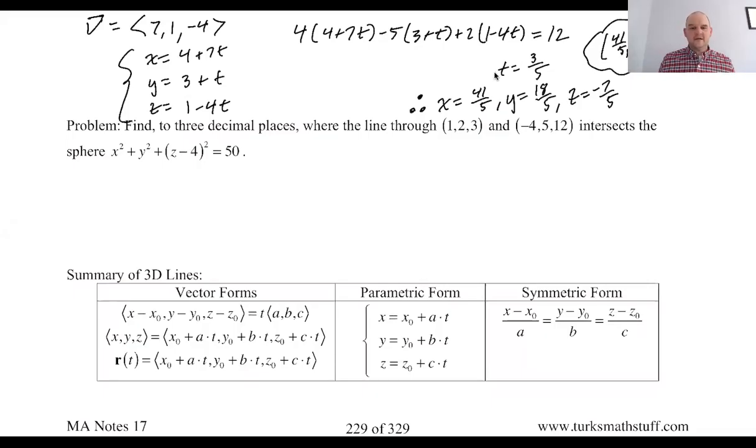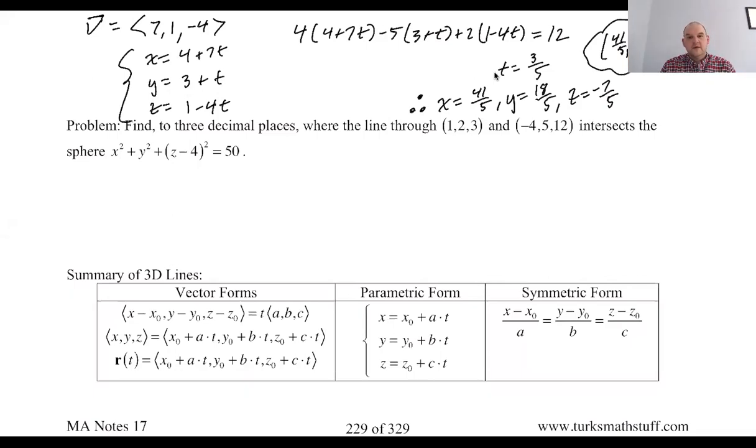Okay, I'm back. I'm on page 229 at the bottom. I kind of assume you're just watching these videos in order, but I feel compelled to tell you where I am anyway. All right, so this problem is we want to find, to three decimal places, where the line through (1, 2, 3) and (-4, 5, 12) intersects the sphere x squared plus y squared plus (z minus 4) squared equals 50.